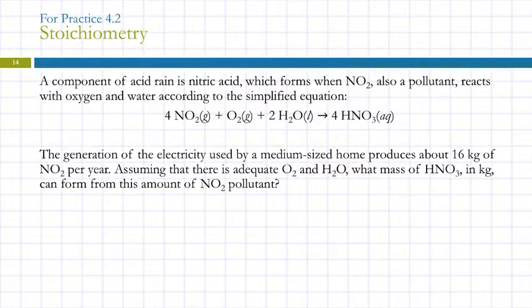Okay, so this one has a whole bunch of words in it, but it still only has the one number. So 16 kilograms of NO2. So let's write that in here. Find NO2 and write 16 kilograms underneath. That's the information I'm given. The question is, what mass of HNO3 in kilograms? So I find that in the chemical formula, question mark here, and they want kilograms, so I write that unit down.